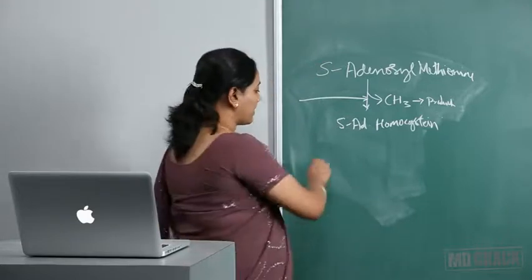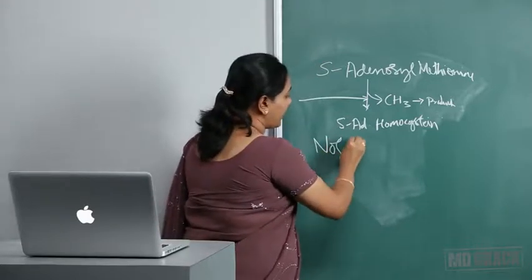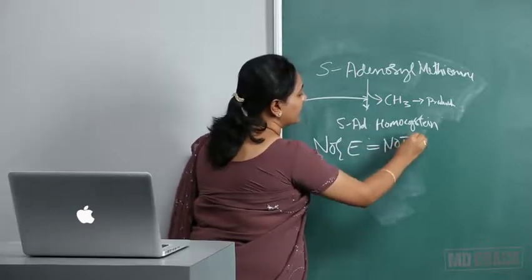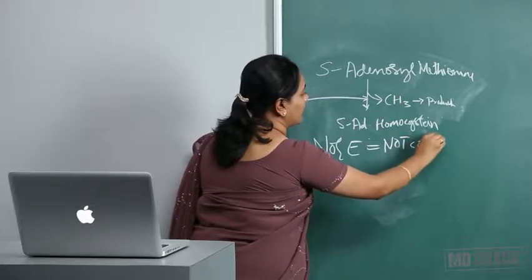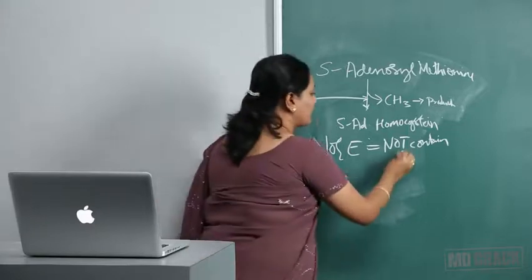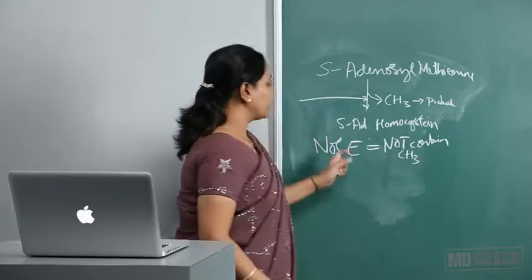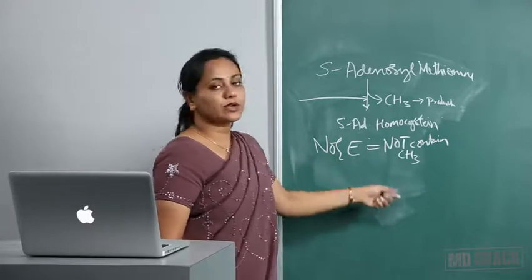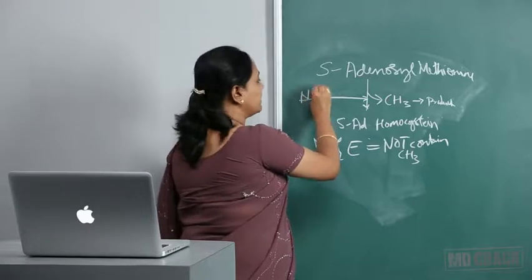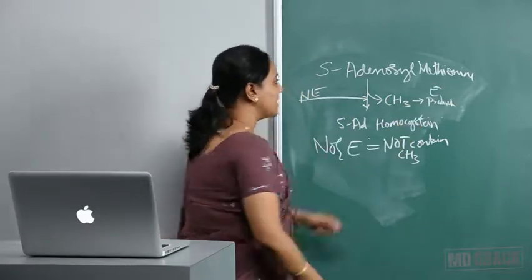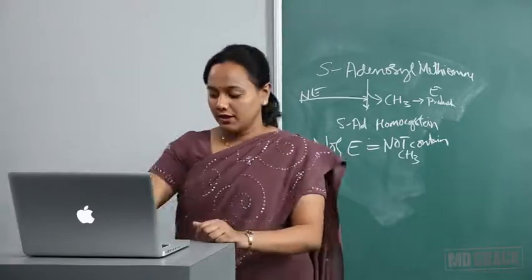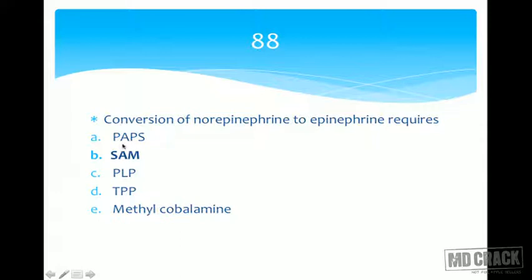So how do you remember? Norepinephrine does not contain a methyl group. Okay, so that's how you remember. Norepinephrine has to be converted to epinephrine. So norepinephrine is converted to epinephrine, and S-adenosyl methionine is converted to S-adenosyl homocysteine. So what is happening in this? What are the other options?